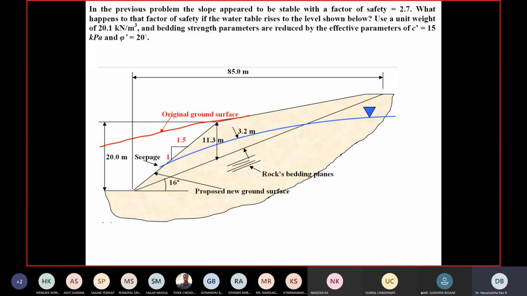So you simply take U is nothing but gamma W multiplied by H. That should give you the pore pressure component. Simply multiply U is nothing but gamma W into H. Gamma W you can take as 9.81 or 10, doesn't matter. And H as 3.2 meter.